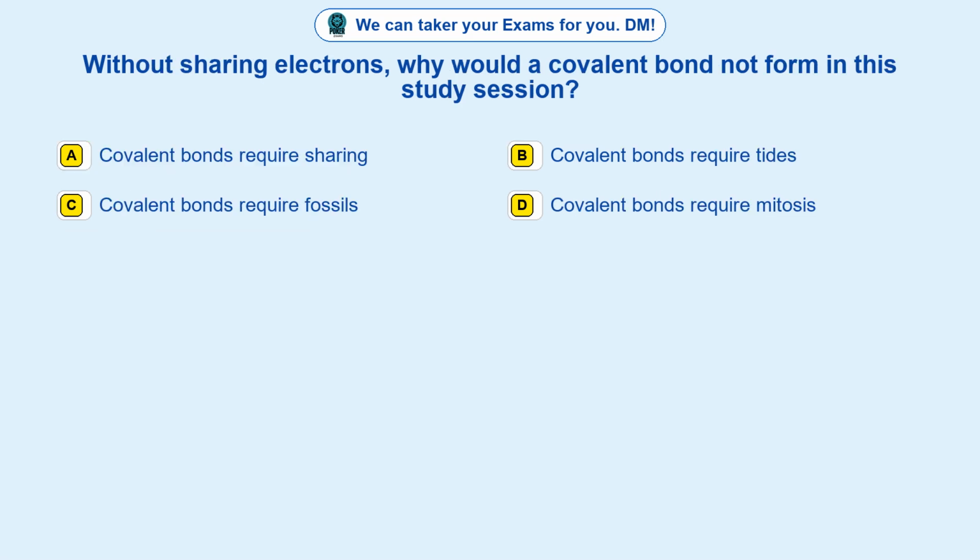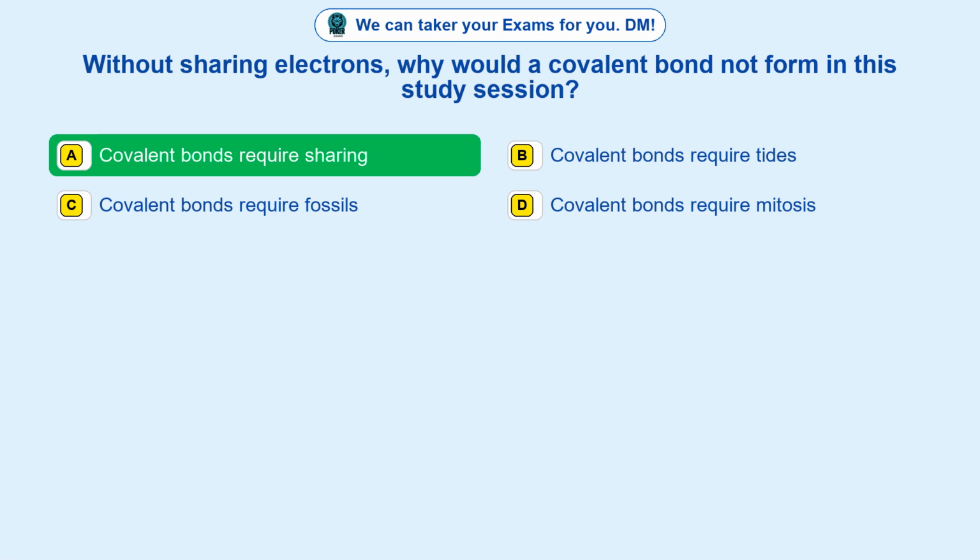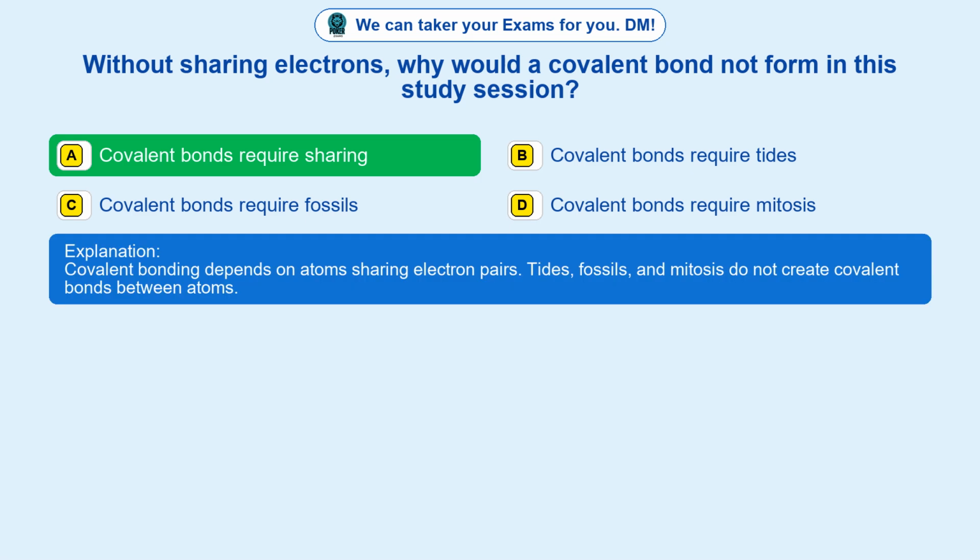Question 34. Without sharing electrons, why would a covalent bond not form in this study session? Option A, covalent bonds require sharing. Option B, covalent bonds require tides. Option C, covalent bonds require fossils. Option D, covalent bonds require mitosis. The correct answer is option A. Covalent bonds require sharing. Covalent bonding depends on atoms sharing electron pairs. Tides, fossils, and mitosis do not create covalent bonds between atoms.